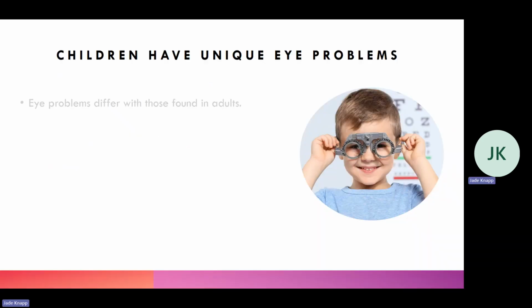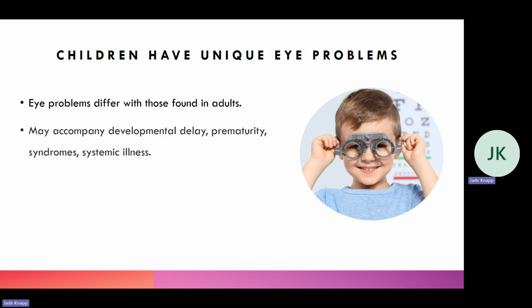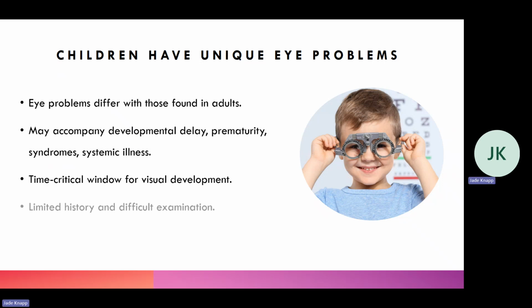So what are these unique eye problems? Let's get into it. Their eye problems differ from ours. They can often accompany other problems: developmental delay, prematurity, syndromes, systemic illness. So if you've got a sick kid, think about vision amongst the other things, even if they're too young to tell you. Time critical window, we'll talk about. And yeah, it's a bit like veterinary medicine. You know, history can be absent and examination can be quite difficult. They're pretty squirmy. So we'll talk about some tips there.